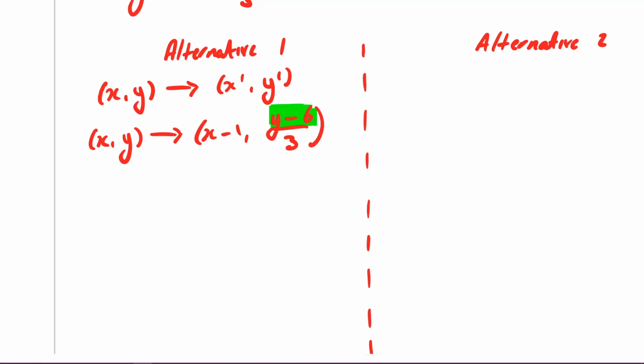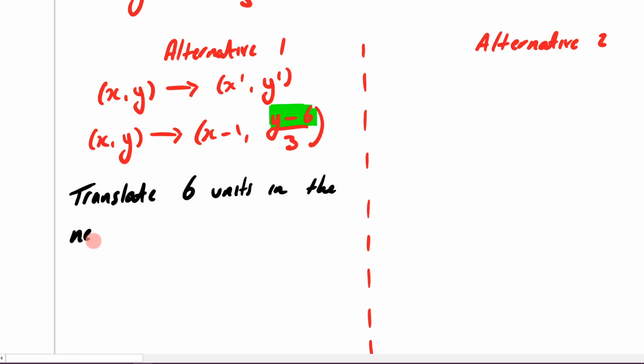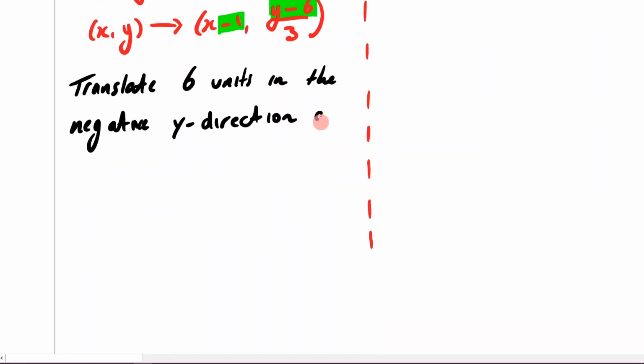So I'll come here and I'll write: translate 6 units in the negative y direction. And then we always do all the translations at once. So I'll come over here. This minus 1 here is telling me I'm moving 1 unit in the negative x direction, and 1 unit in the negative x direction.